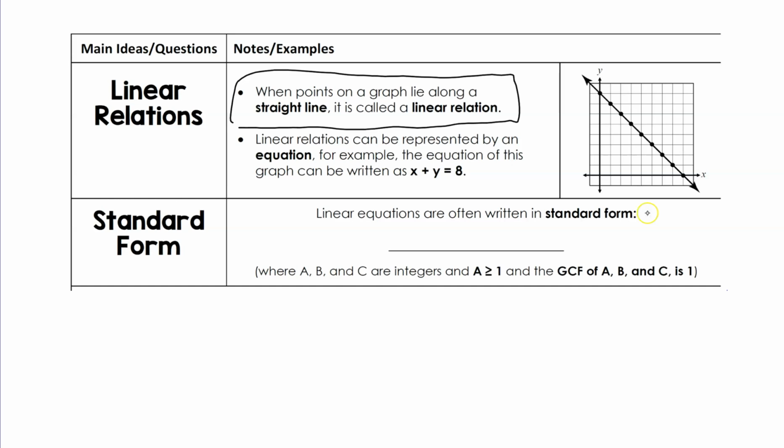So linear equations are often written in standard form. So standard form is ax plus by equals c, where a, b, and c are integers. So those are your coefficients and your constants. And a has to be greater than or equal to 1. So you really can't have, when you think about it, 0.8x plus, let's say, 2y equals 3, because you see how this a is not greater than 1? So that doesn't work. Greater than or equal to 1. And the greatest common factor of a, b, and c is 1.